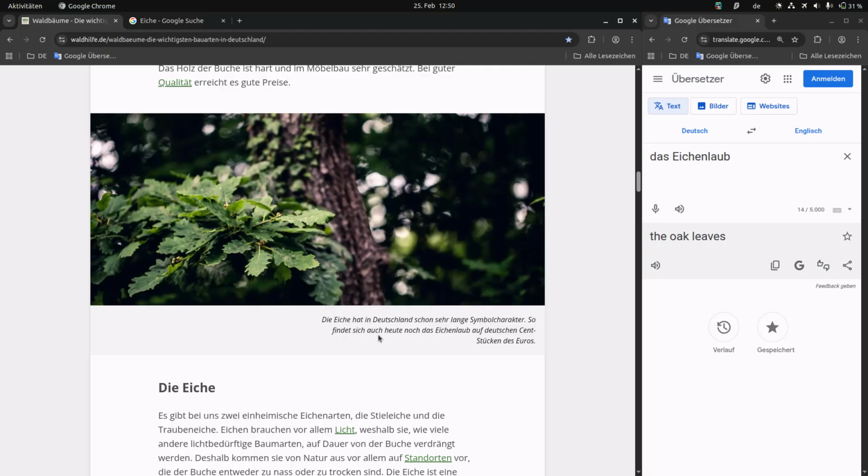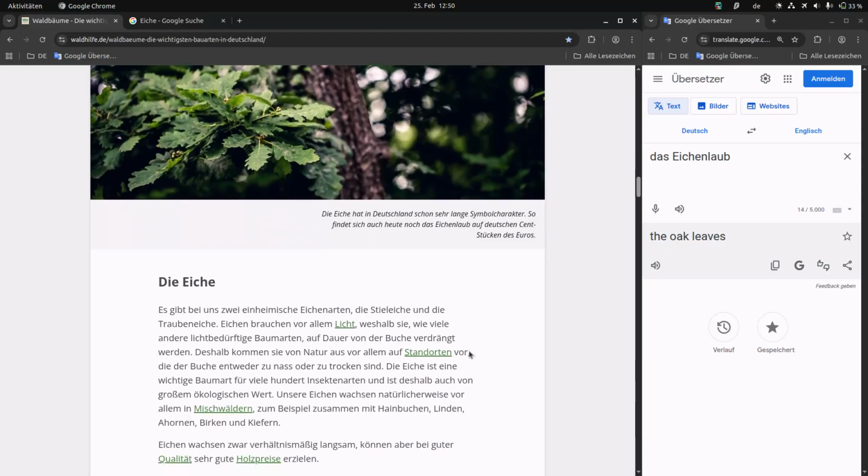So findet sich auch heute noch das Eichenlaub auf deutschen Centstücken des Euros. This way, the oak leaves are also still found today on top of German cent pieces of the euro. So this is why still today you can find oak leaves on top of the German cent pieces of the euro.